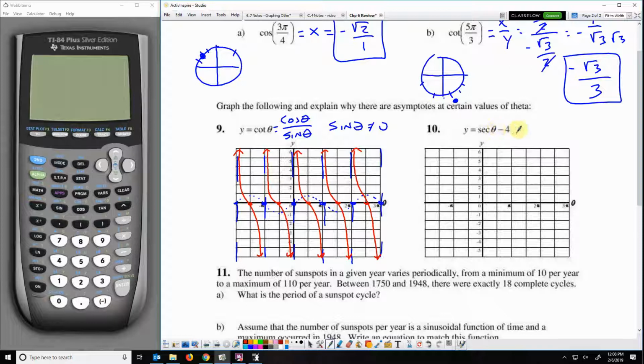Okay, so now we've got secant theta minus 4. This one is shifted. It's got one transformation, down 4. Secant is 1 over cosine, so that is 1 over cosine theta, minus 4. And since cosine theta is in the denominator, cosine theta cannot equal 0. So I need to graph a cosine graph, which usually starts up here at 1, but it needs to be shifted 1, 2, 3, 4 units down.